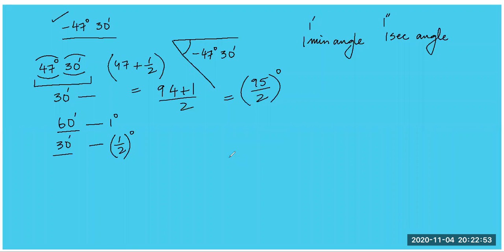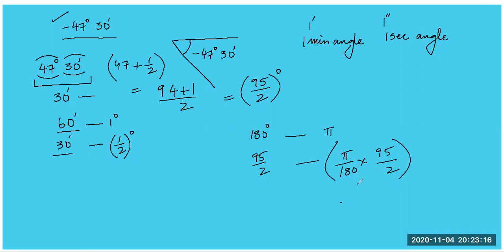95 by 2 degree. Now I will simply convert. You know that 180 degree is pi radians. So 95 by 2 degree would be equal to pi by 180 into 95 by 2, right? I need not even write radians. Please solve this, you will get this.